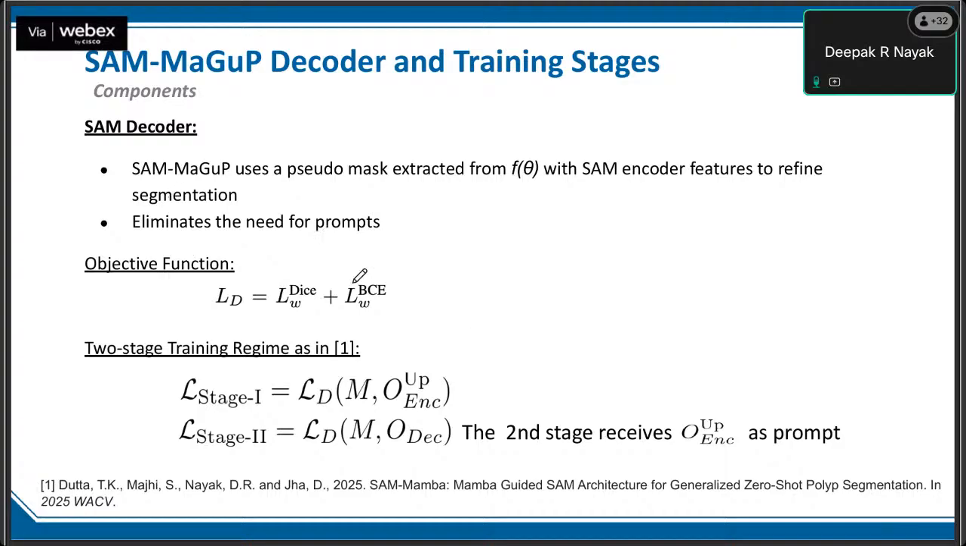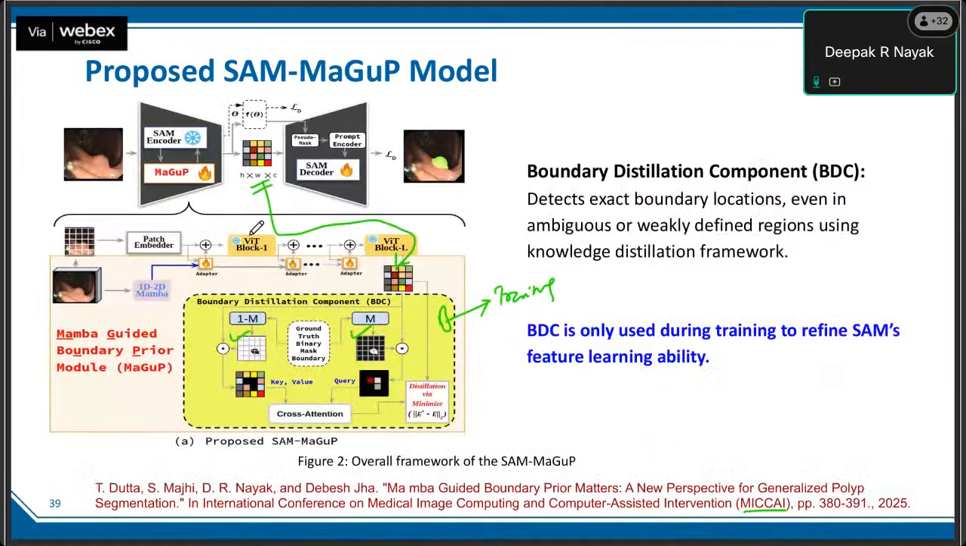Like in the previous case, here also we are generating the pseudo mask first, and then we are sending those pseudo masks as a prompt to the SAM decoder. So our model is not prompt dependent. We are generating the pseudo mask, that means the prompt, and then using that prompt in the SAM decoder, because this is not going to be available at inference time. There will be no such prompt available.